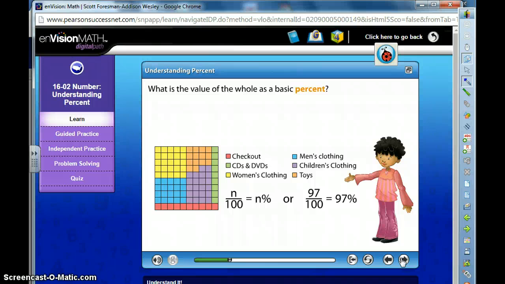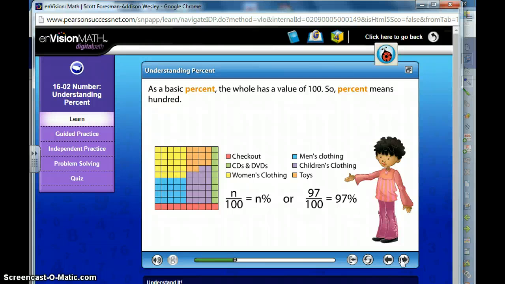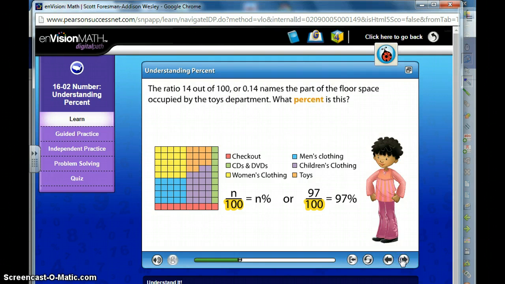What is the value of the whole as a basic percent? As a basic percent, the whole has a value of 100. So, percent means 100. The ratio 14 out of 100, or 14 hundredths, names the part of the floor space occupied by the toys department.